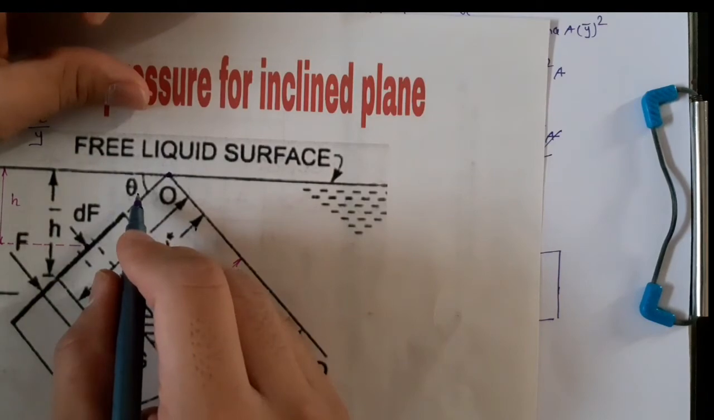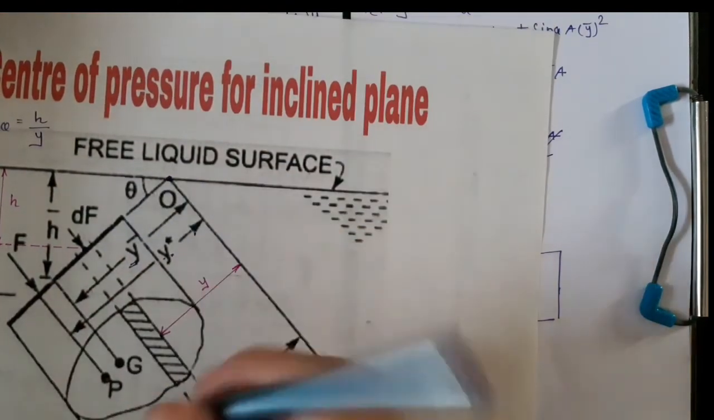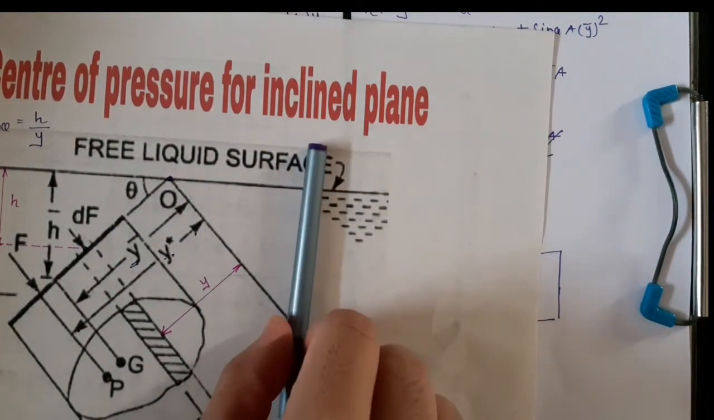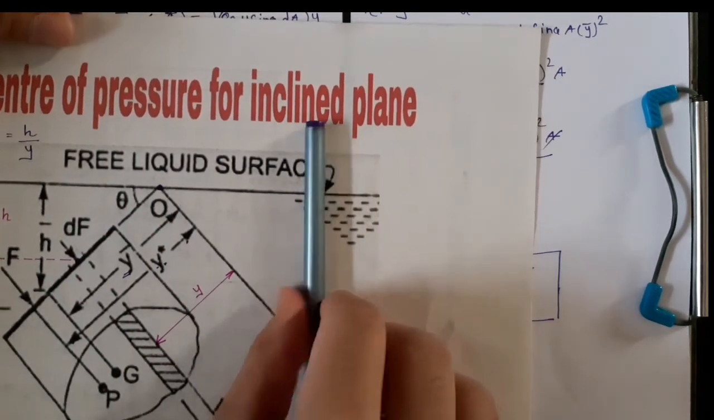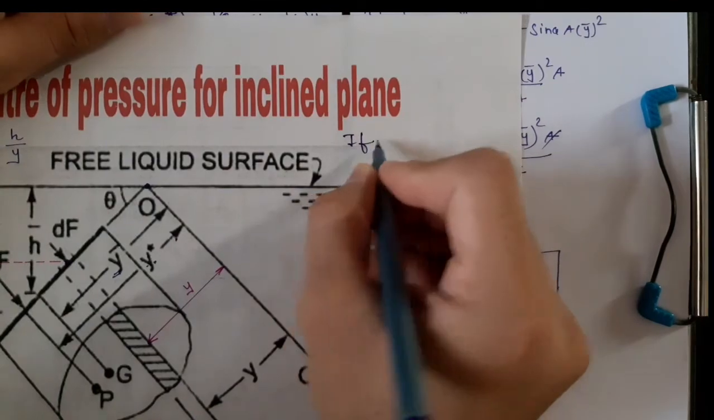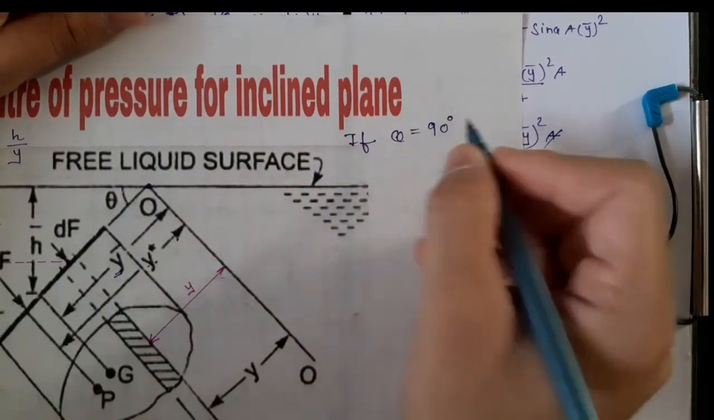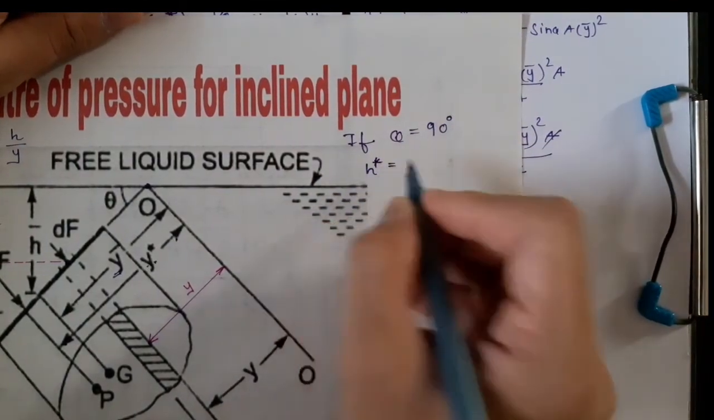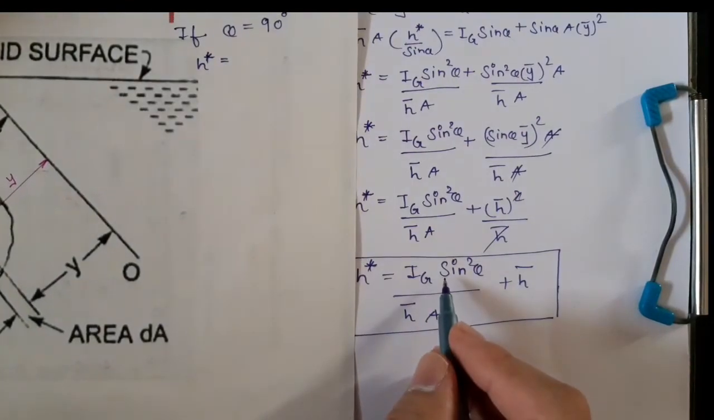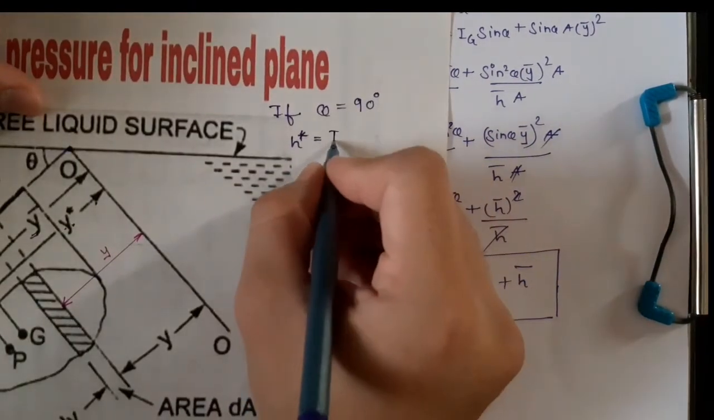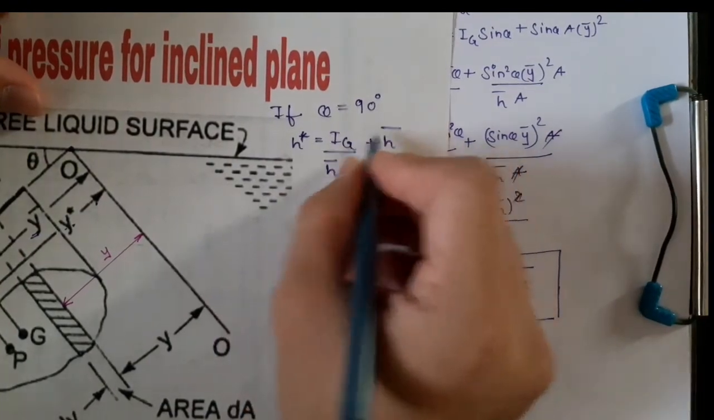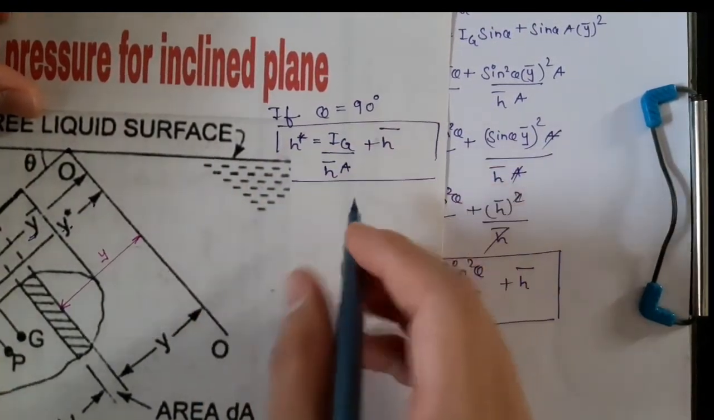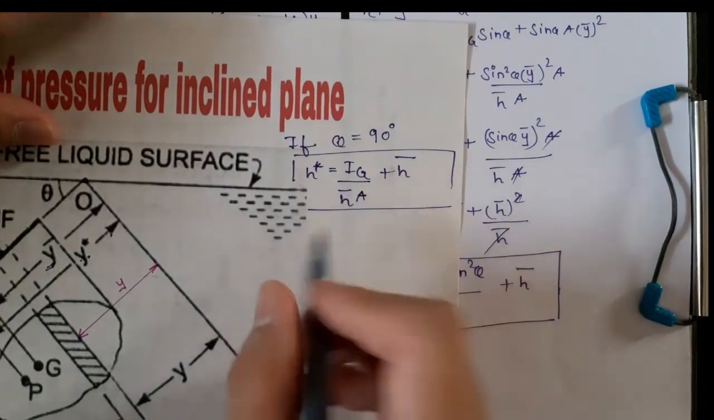At that time, what will be theta? Just think, when theta equals 90 degrees, that means the pen is vertical. If theta equals 90 degrees, at that time h star can be written as, what will be sine 90? Sine 90 will be 1. So it will be IG upon h bar into A plus h bar. So if the plane is vertical, then we will use this equation.